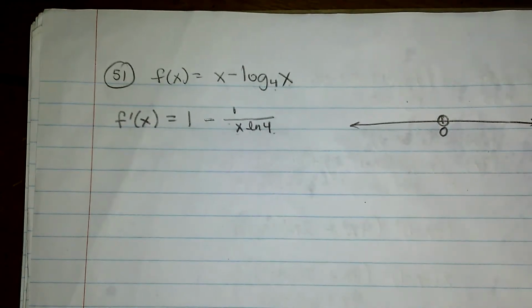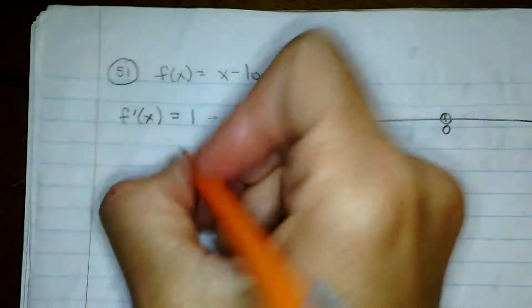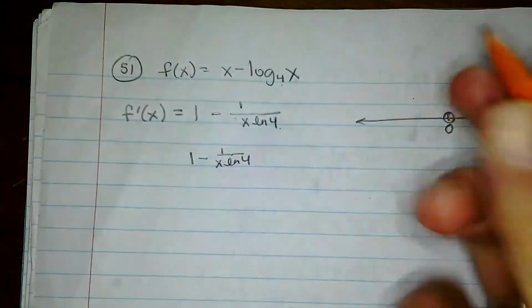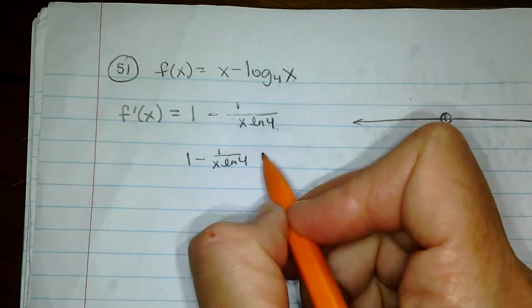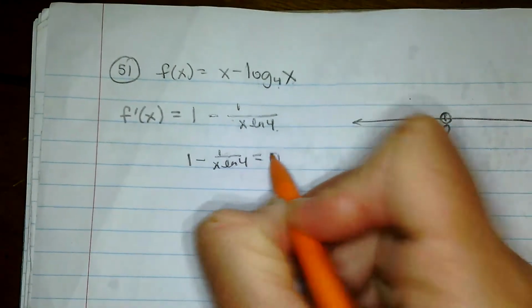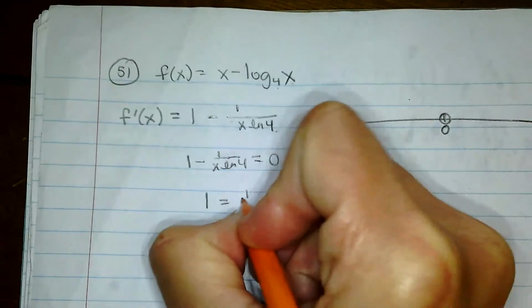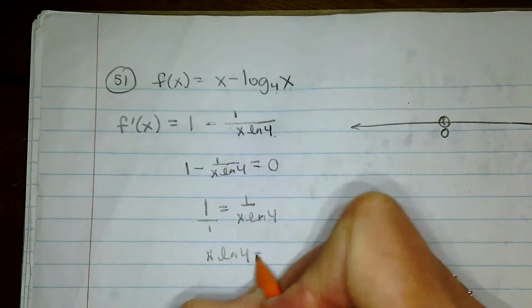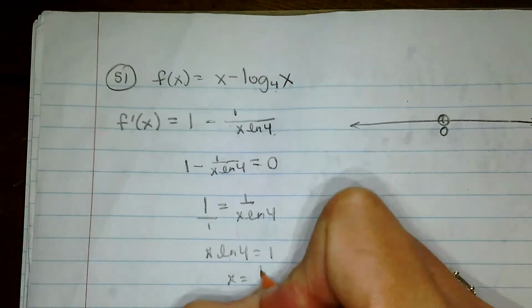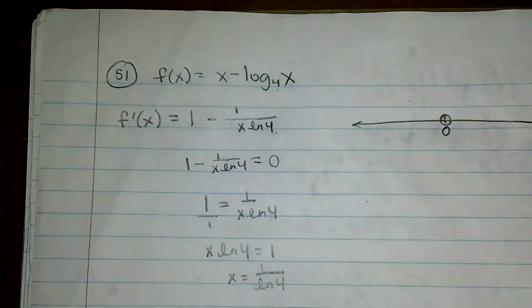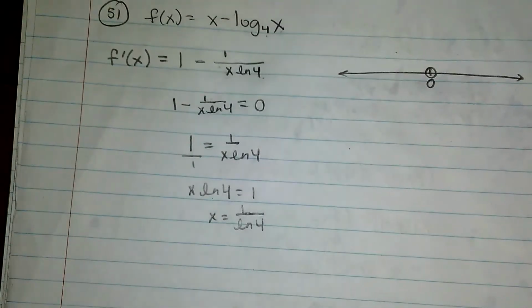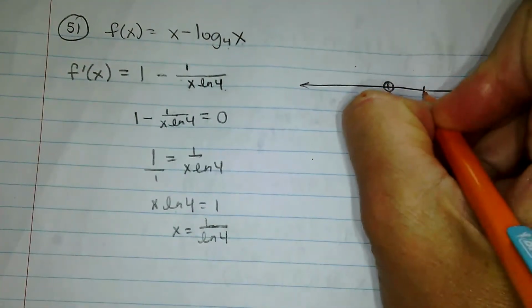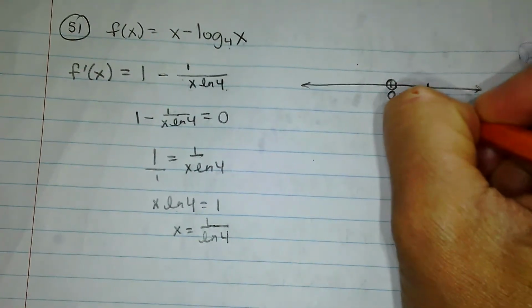And I'm actually going to do an open circle there so I know that's undefined. And then when this whole thing equals 0, so when 1 minus 1, when it equals 0, that's another critical point. So I'm going to bring that over, cross multiply, divide by the natural log of 4. So when x equals 1 over the natural log of 4. So that's a positive number. I don't know exactly what it is, but 1 over the natural log of 4.